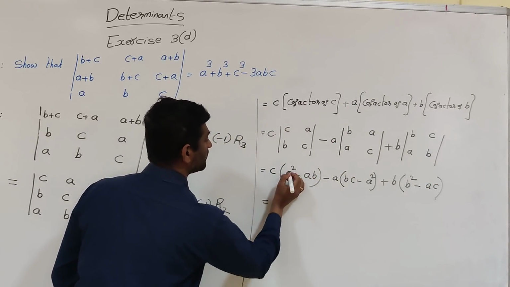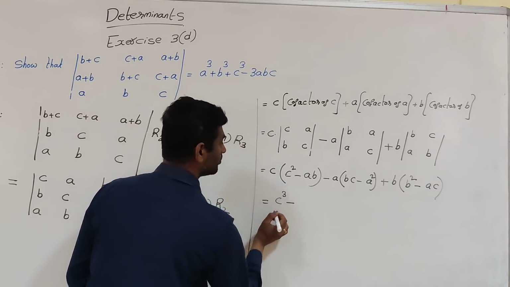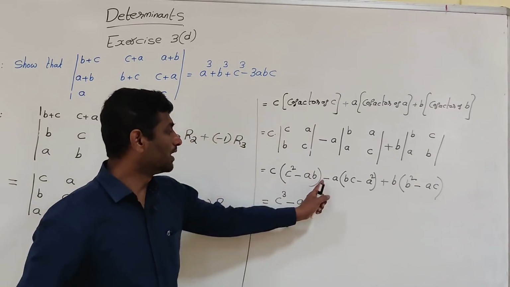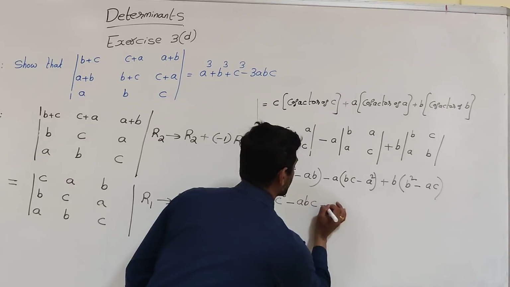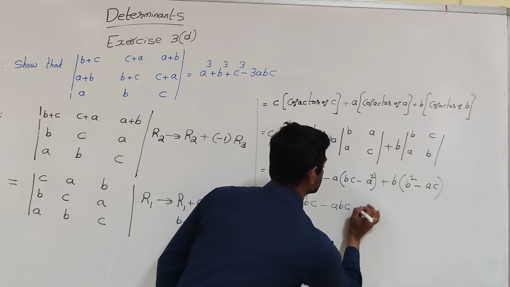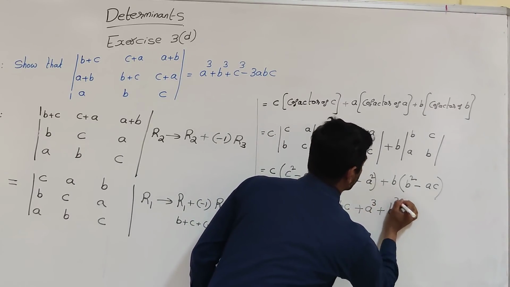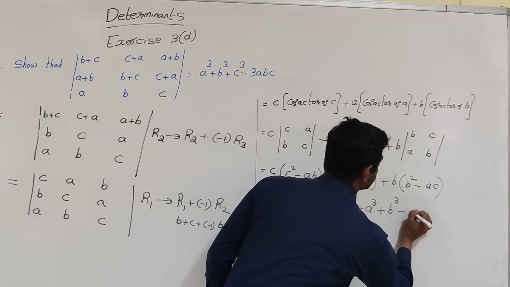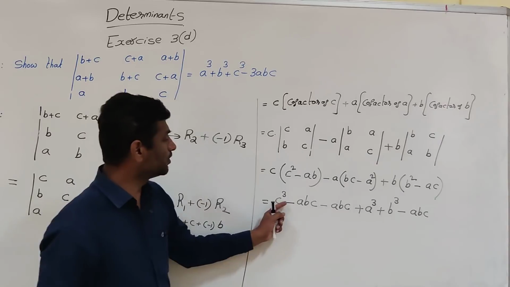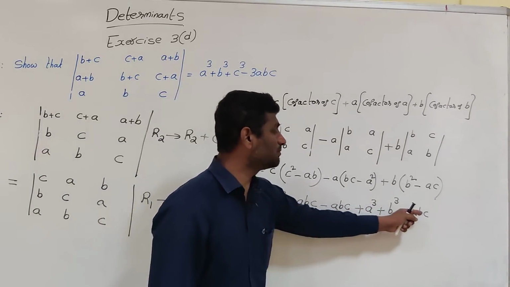So simplify. C into C square, C cube, minus C into AB, ABC. Again minus A into BC, minus ABC. And minus into minus is plus A into A square, A cube, plus B into B square, B cube, plus, minus minus ABC. Again B times AC is again ABC. So C cube plus A cube plus B cube minus ABC, minus ABC, minus ABC.